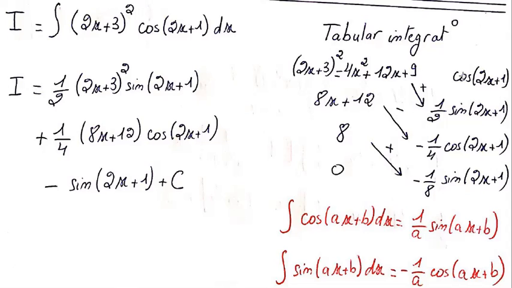So our integral is going to be a plus 1/2 (2x plus 3) squared sine(2x plus 1), minus, then we have a minus here, so it's plus 1/4 (8x plus 12) cosine(2x plus 1), then a plus, but it's multiplied by minus, so it's minus 8 times 1/8, which is 1, sine(2x plus 1). So minus sine(2x plus 1) plus a constant c. And this is our final answer.